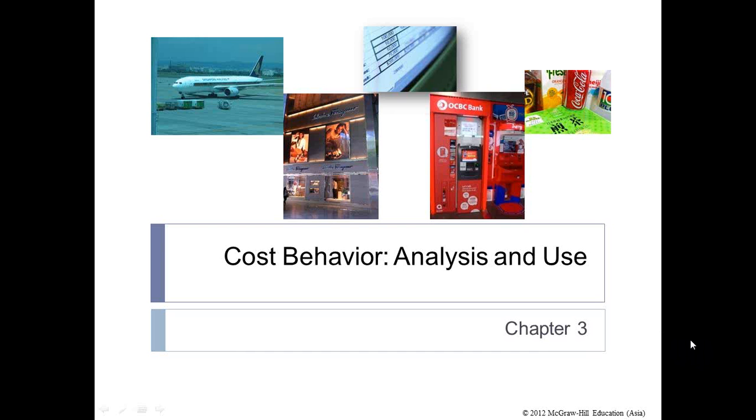So let's get started. This chapter addresses cost behavior, analysis, and use. Both managers in the company as well as everyone in the accounting department and division need to understand how costs behave, and that enables us the ability to predict costs and make decisions based on various circumstances.